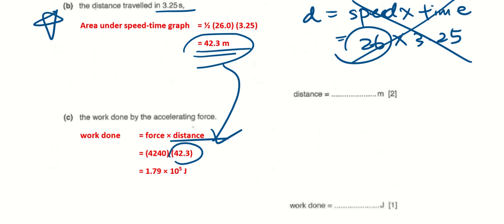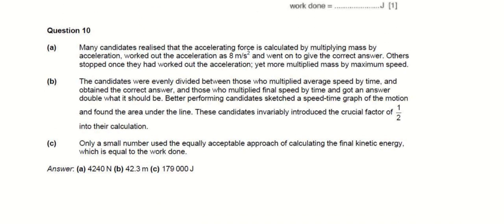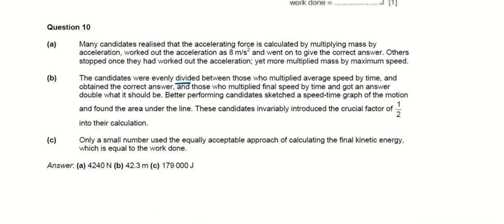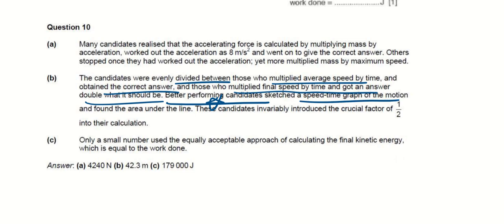But let's look at part B. The candidates were evenly divided between those who multiplied average speed by time and obtained the correct answer. Some go and find the average speed. And those who multiplied final speed by time and got an answer double what it should be. Better performing candidates, are you the better performing candidates? Did you sketch a speed time graph and find the area? So this is what they are looking out for.